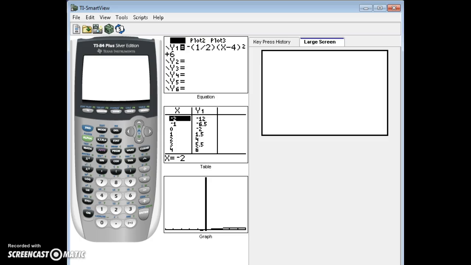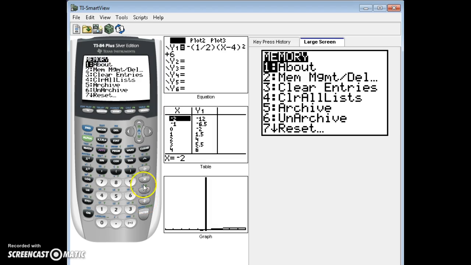So, basics of a TI-84 Plus calculator. To clear your memory of your calculator, you hit second and then the plus sign. Whenever you want any of these words or symbols that are written in blue, you hit the second key. So since we want our memory, we hit second and then the plus sign.